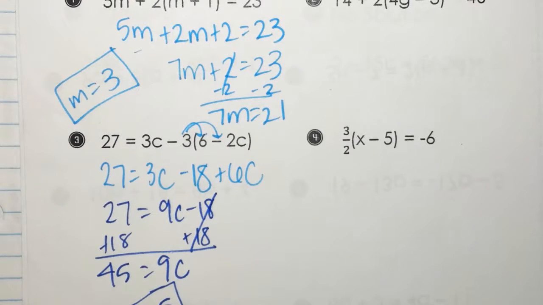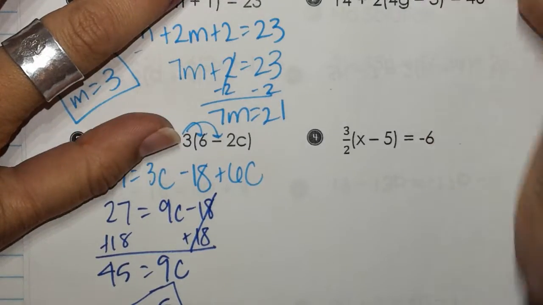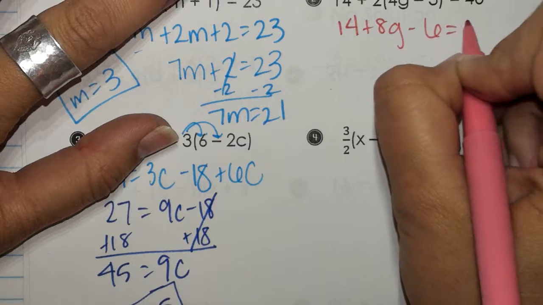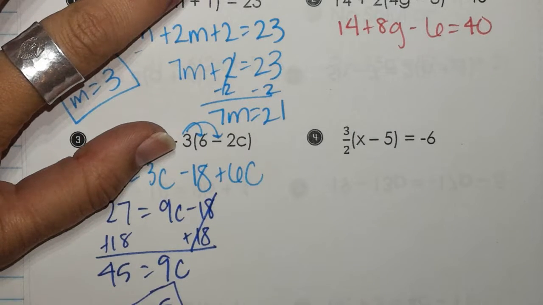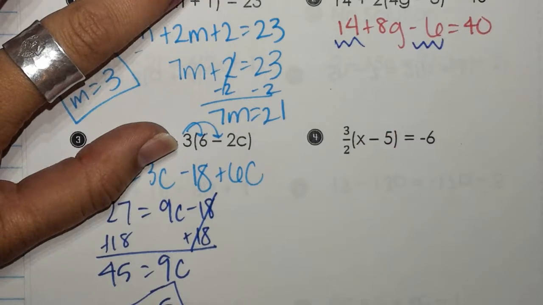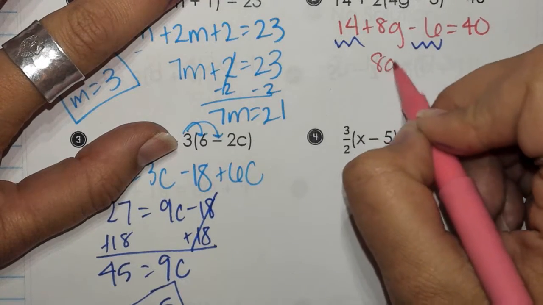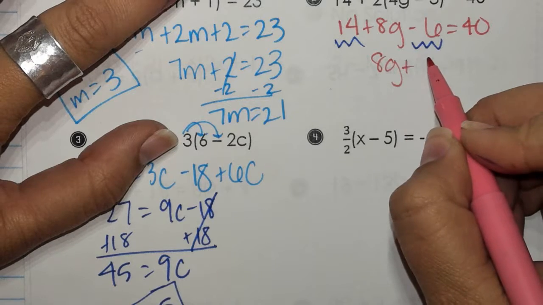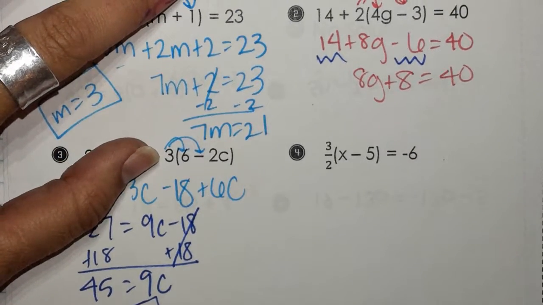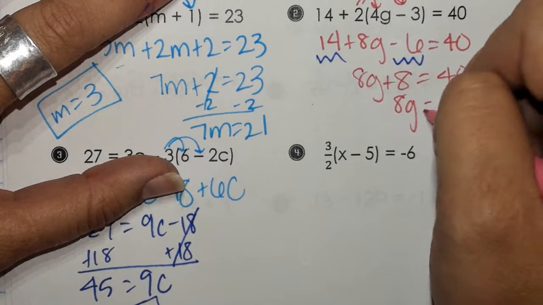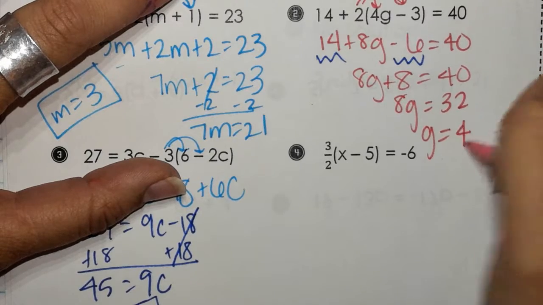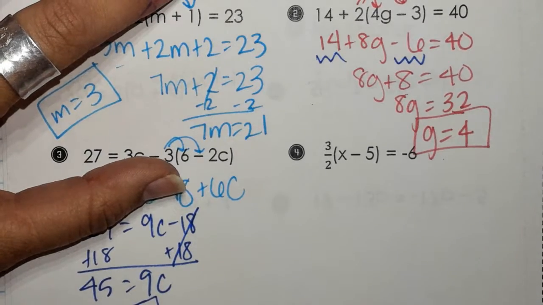The first thing we should do on number 2 is distribute. So we get 14 plus 8g minus 6 equals 40. Then we combine our constants, our like terms, and we have 8g plus 8 equals 40. And then what do I do? And you get 8g equals 32. Yeah, then divide 8 by both sides. And you get 4.